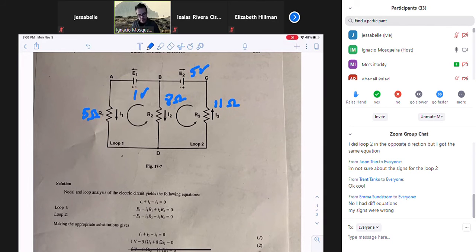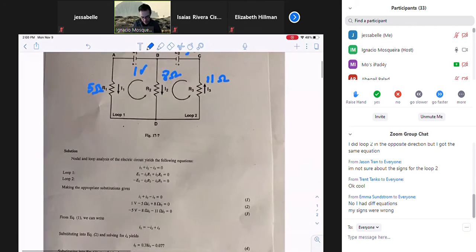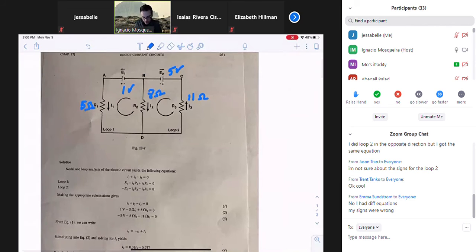Okay, so let's remind ourselves about the signs again, and let me remind you how to do this. I'm going to start first with the junction. It does not matter which junction you pick, so let's do both. We're going to pick this one. Whichever currents are moving into junction B, I'm going to give a positive. Whichever move out of B, I'm going to give a negative.